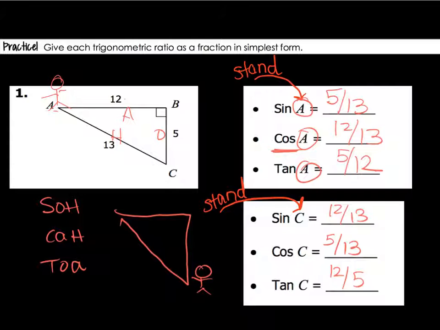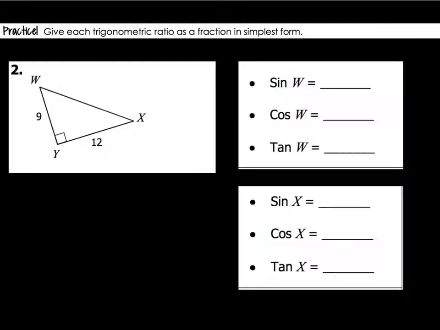Voila, here we are. Let's try sine of W. The angle is always where we put our stick person. So I'm going to come over here at W and put my stick person. I'm going to label this triangle: I have adjacent next to me, opposite far away, and here is my hypotenuse. So sine of W is O over H. Oh my goodness, I don't have an H.